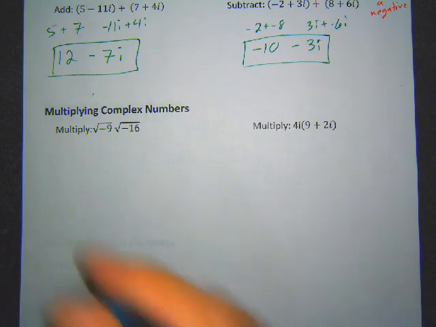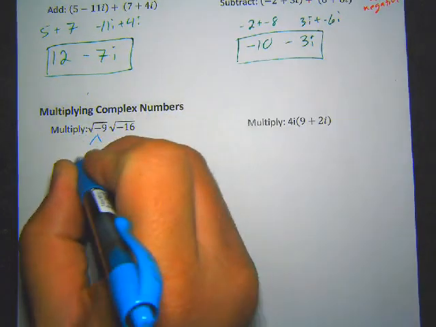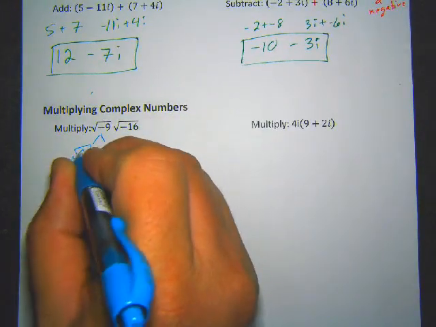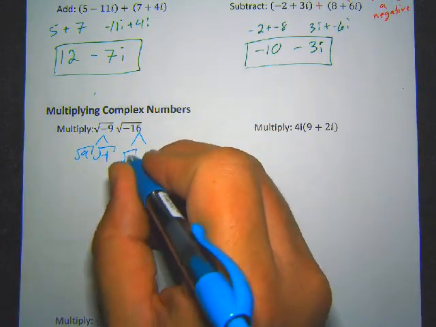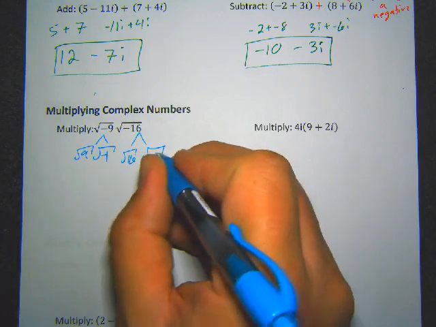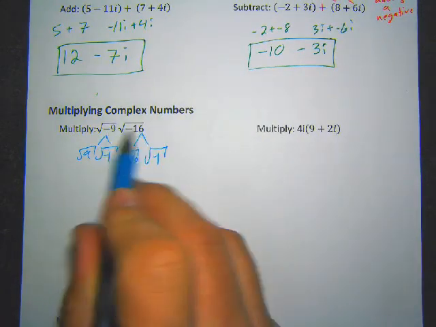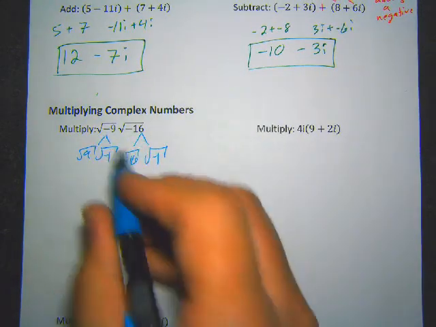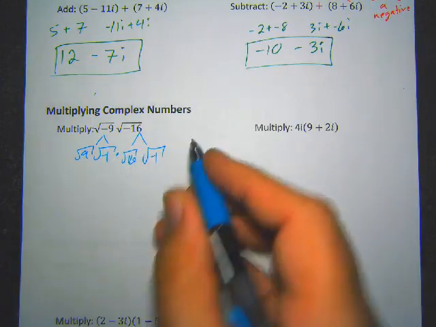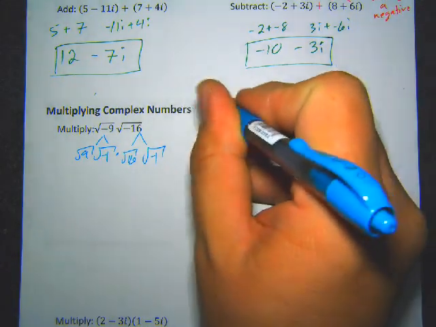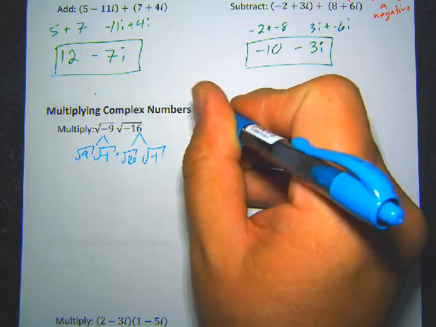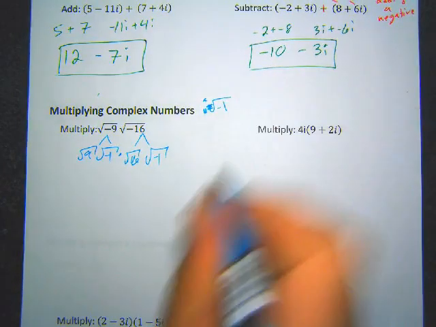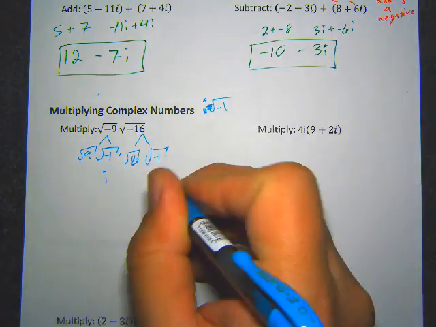So instead, what we have to do first is break these up so that it becomes the square root of 9 times the square root of negative 1 and the square root of 16 times the square root of negative 1. So we're breaking this up and turning it into the component parts because first thing we want to do is get the i's out. And again, remember that i is the square root of negative 1. So i is equal to the square root of negative 1. So the square root of negative 1 becomes an i on both of these.